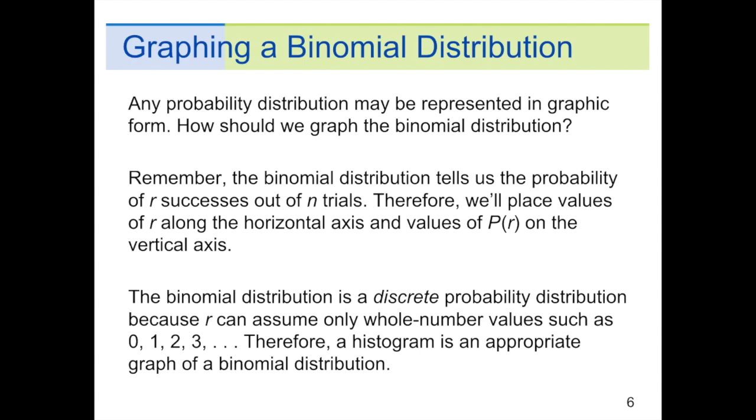The binomial distribution is a discrete probability distribution because R can assume only whole number values such as 0, 1, 2, 3, and so on. Therefore, a histogram is an appropriate graph of a binomial distribution.